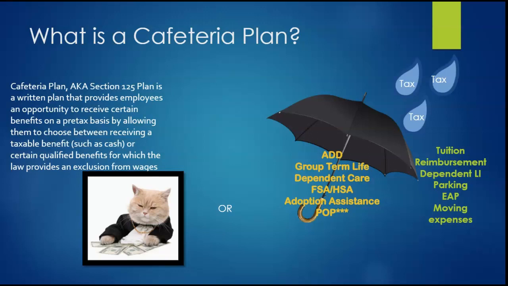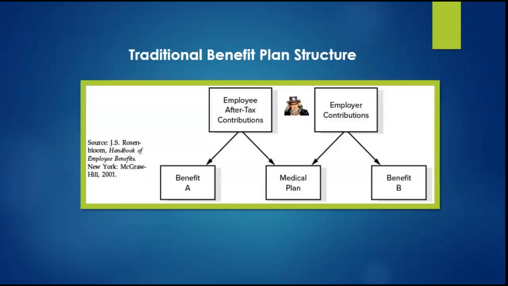And then adoption assistance programs, and then POP, which are premium only plans, so that you can write off your healthcare premium. Things that are typically not covered under the Cafeteria 125 plans would be tuition reimbursement. We're seeing a lot of emerging issues and emerging benefits around tuition reimbursement, and that's not usually covered under the Cafeteria 125 plans. Dependent life insurance, again, not protected by the shield. Parking, employee assistance programs, which we'll talk about later, and then moving expenses, all things not shielded under the Cafeteria 125 plans.